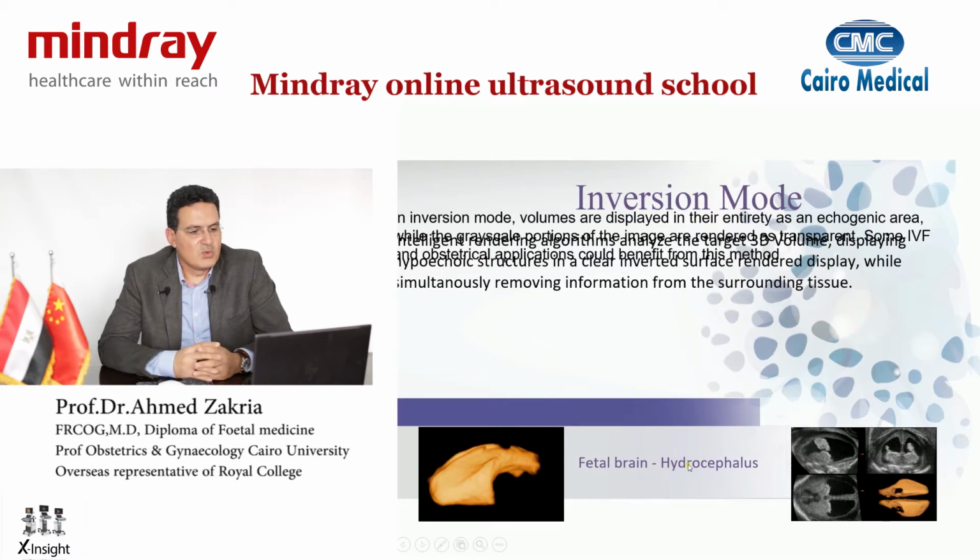With the inversion mode, you can actually change the insonation, and instead of having the soft tissue be the black part and the solid tissue be the more echogenic part, you can invert that. So for instance, this is a baby who has hydrocephalus, and you can see that we have dilated cystic structures that have the fluid, which are the ventricles, and you can see them quite clearly.